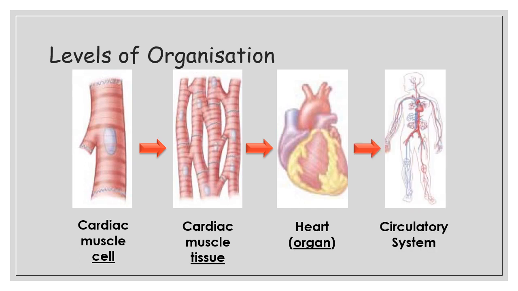And that organ is part of the circulatory system. And that doesn't just operate on its own. The circulatory system is connected to the digestive system, the respiratory system, and other systems that form the human body or a multicellular organism. So it's worthwhile noting all those levels of organisation so that you know from basic cell up to systems and a body, that is the full level of organisation within multicellular organisms.